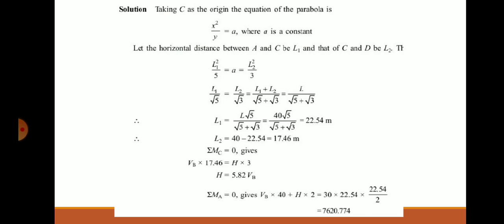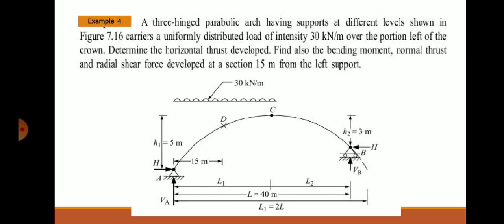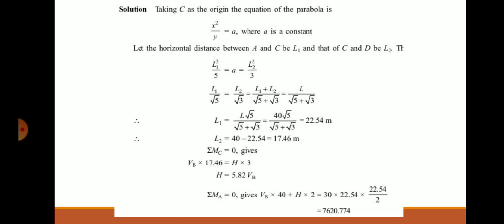So, taking C as origin, the equation of the parabola is given as. As of now, we do not know where the C is. The distance between the two supports is 40 meters, and as of now we do not know what L1 and L2 are. So, what you can do is taking C as the origin, C is the crown point, the peak point.